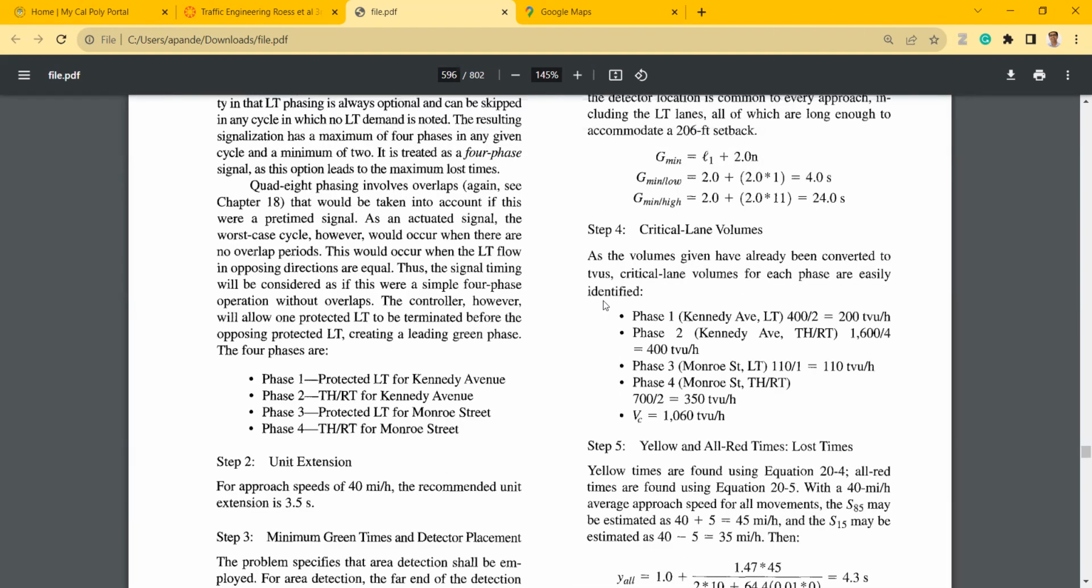They do that right here, and then divide by the appropriate number of lanes. Left turn is 400 divided by 2 lanes. 1600 divided by 4 lanes. Monroe left turn is divided by 1 lane. Monroe through right is 350 divided into 2 lanes. So you can come up with their critical lane volumes.